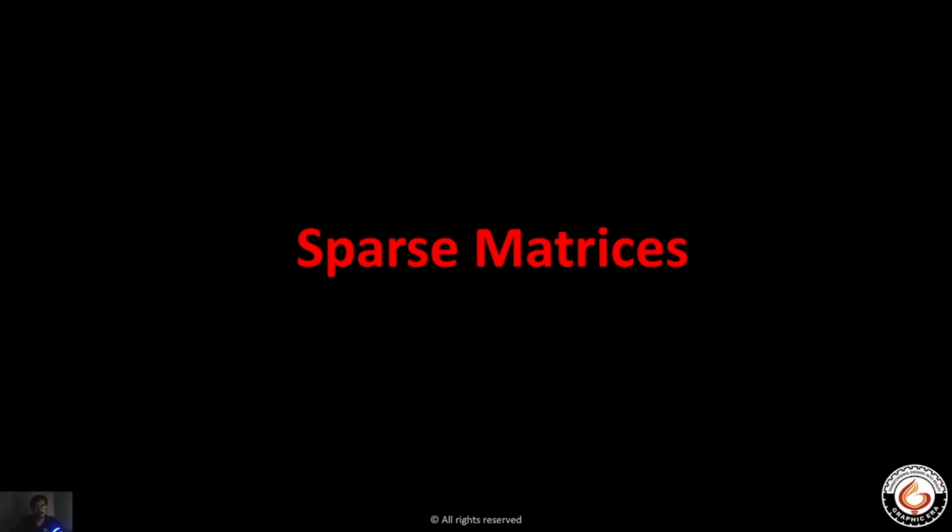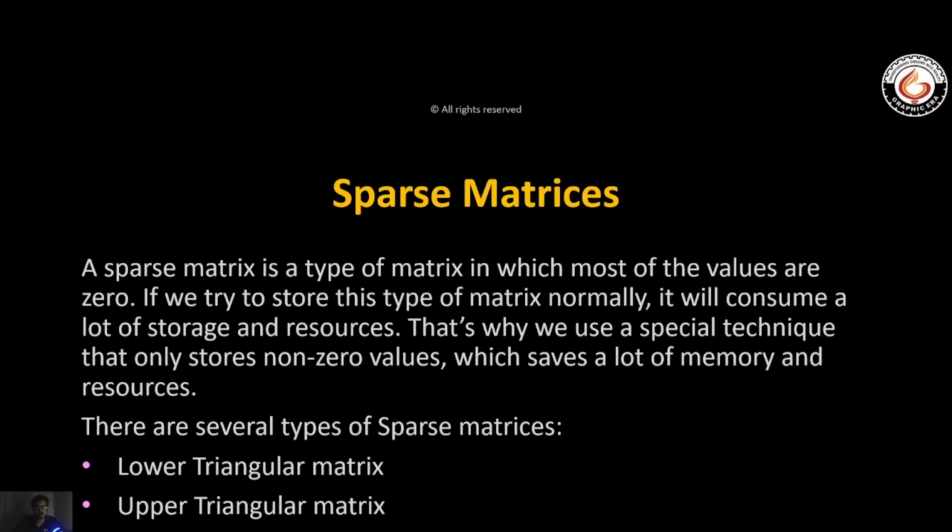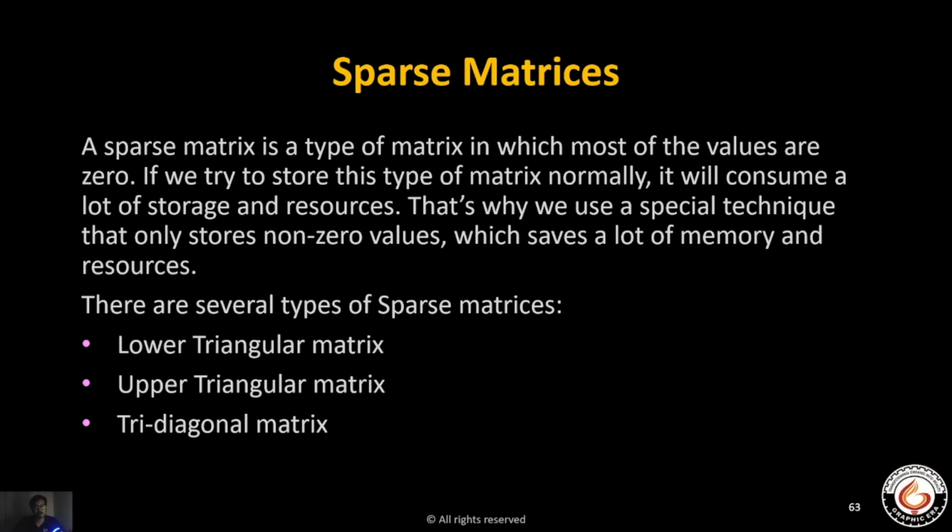Now in this part we will learn about sparse matrices. Okay, so what are sparse matrices? A sparse matrix is a type of matrix in which most of the values are 0, and if we try to store this type of matrix normally, it will consume a lot of storage and resources.